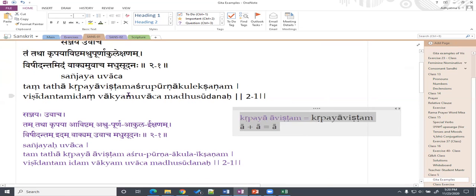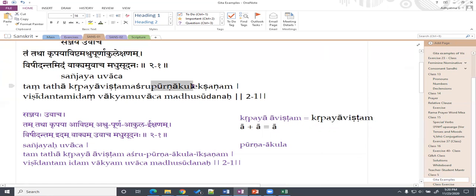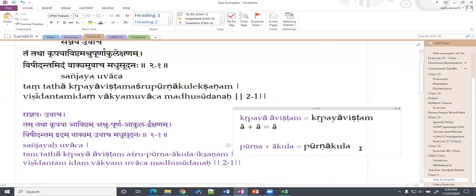Another example you can see here is purna and akula. Purna and akula, and this has become purnakula. You will be seeing here A, that I'll explain later how it became A, but purna plus akula will become purnakula. So in this example, we have akara plus akara is akara. So I hope that is clear to you.